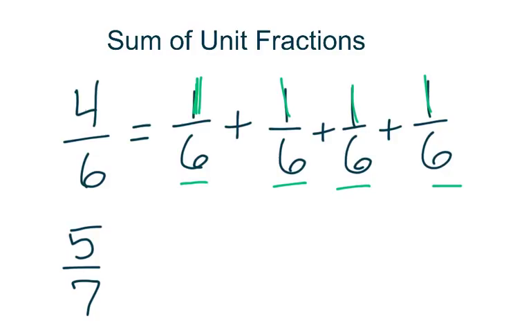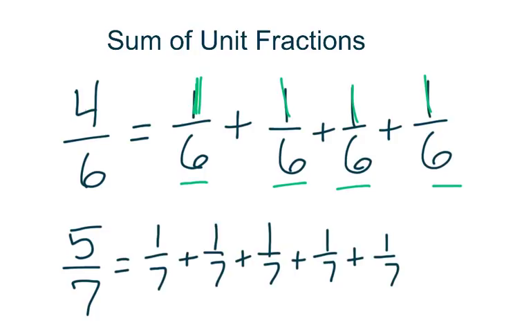Show 5/7 as the sum of unit fractions. So 5/7 as the sum of unit fractions, we would have 1/7 plus 1/7 plus 1/7 plus 1/7 plus 1/7. So we'd have 5 of 1/7, and we know that these are unit fractions because they have 1s in the numerator. That's what's important about unit fractions, is that they have a 1 in the numerator.